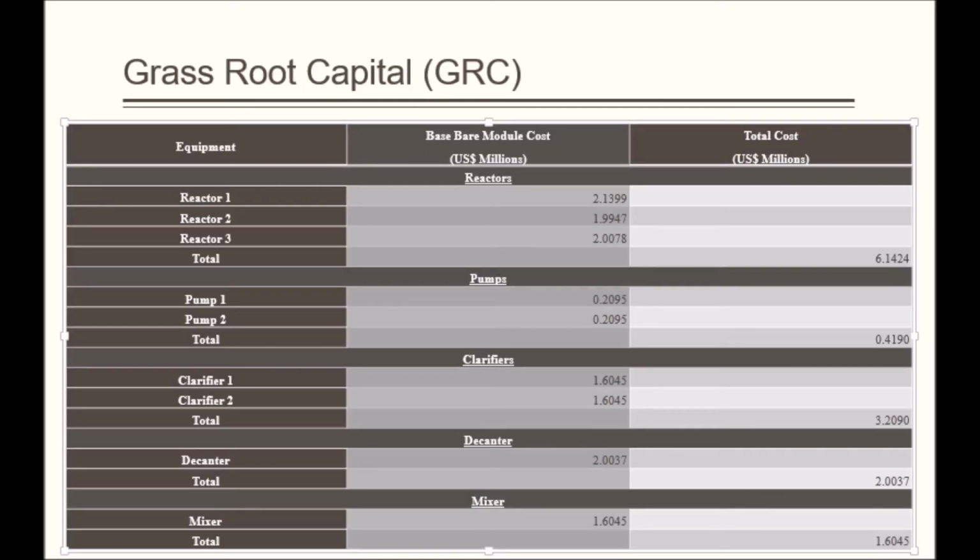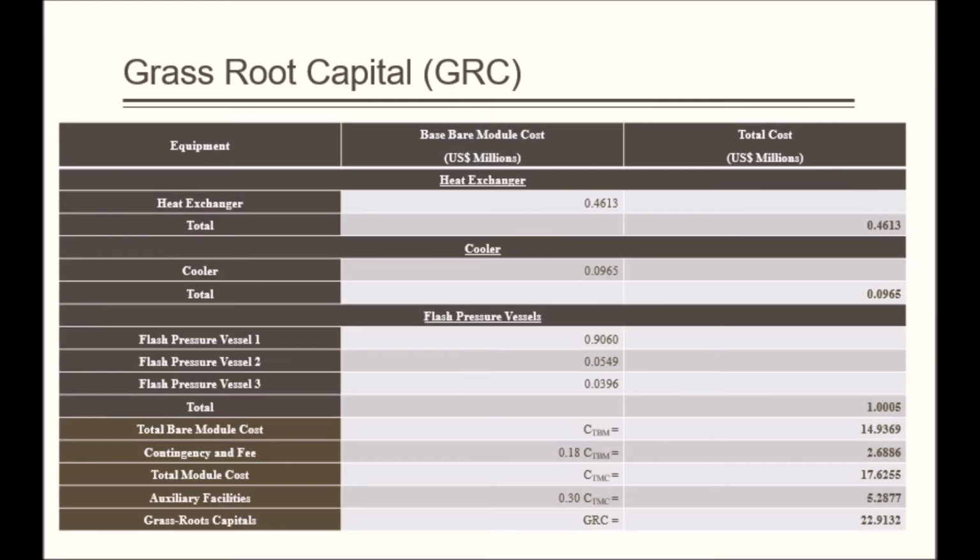The grassroots capital, GRC, has been tabulated in this table. The base bare module cost of every unit has been calculated in the previous chapter. The sum of the bare module cost is about 1 million. By adding the contingency fee, it becomes 7.6 million. GRC is the addition of total module cost and auxiliary facilities cost, and it is 22.9 million.